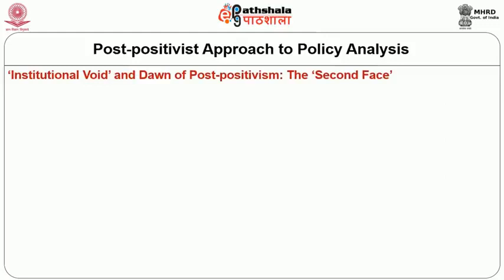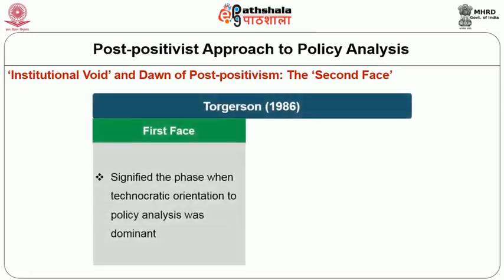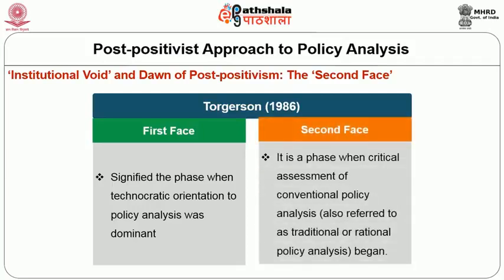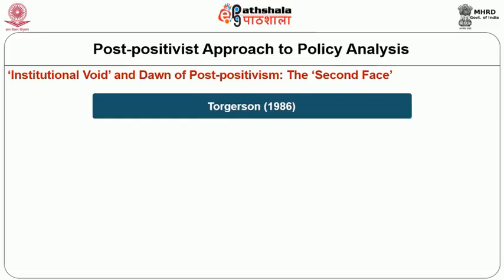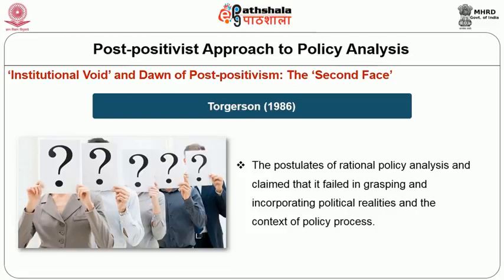Now, there is an institutional void and the dawn of post-positivism, which is the second phase as per Torgerson. So, we are going to discuss that. For Torgerson, the first phase signified the phase when technocratic orientation to policy analysis was dominant. According to him, the second phase is a phase when critical assessment of conventional policy analysis began. Torgerson points out that during this time, various scholars started questioning the postulates of rational policy analysis and claimed that it failed in grasping and incorporating political realities and the context of the policy process.